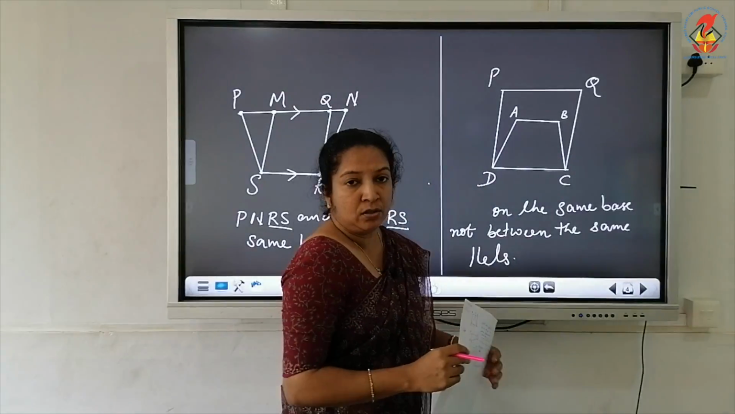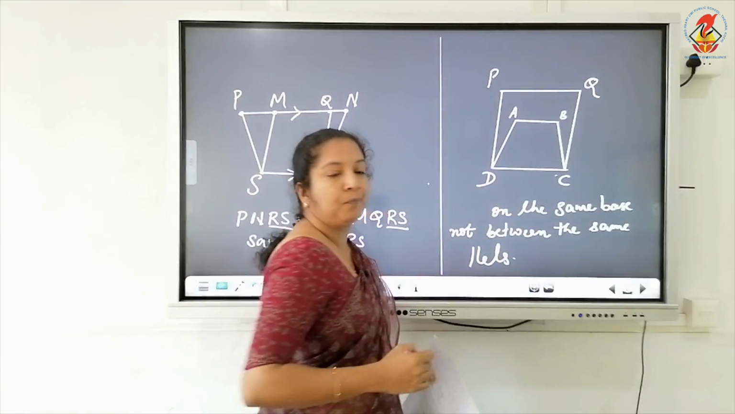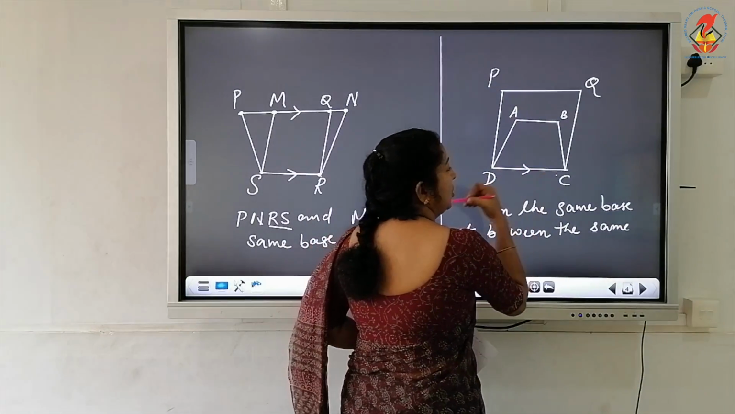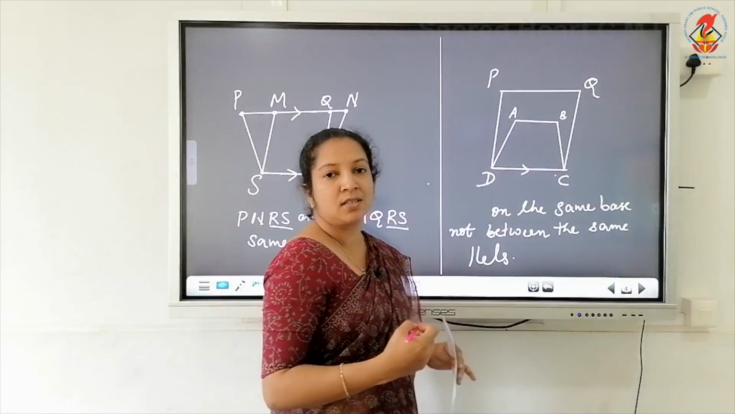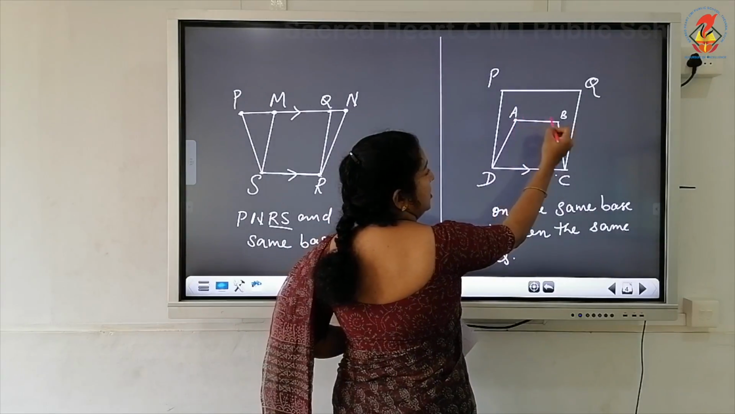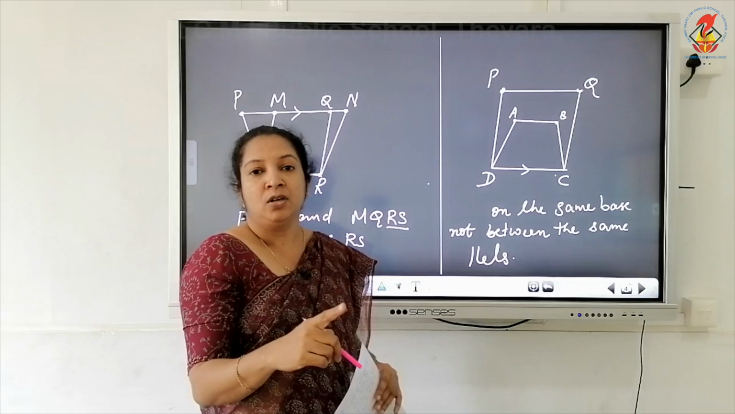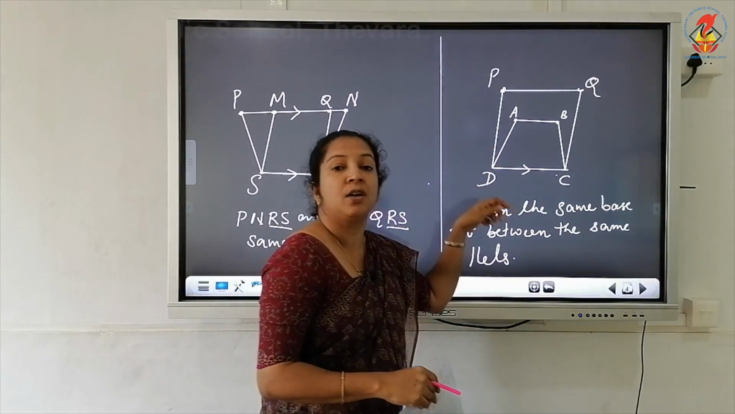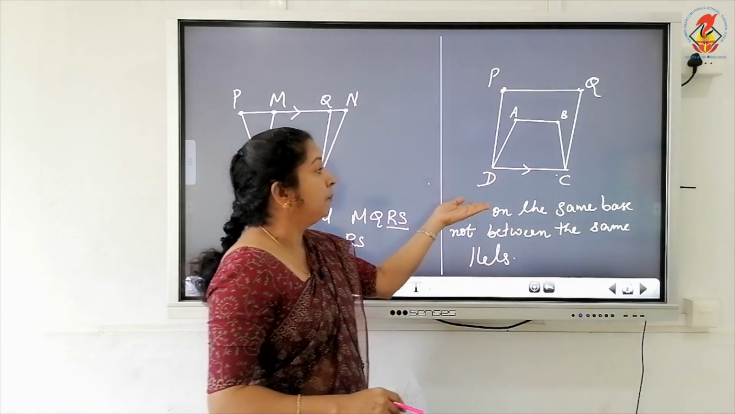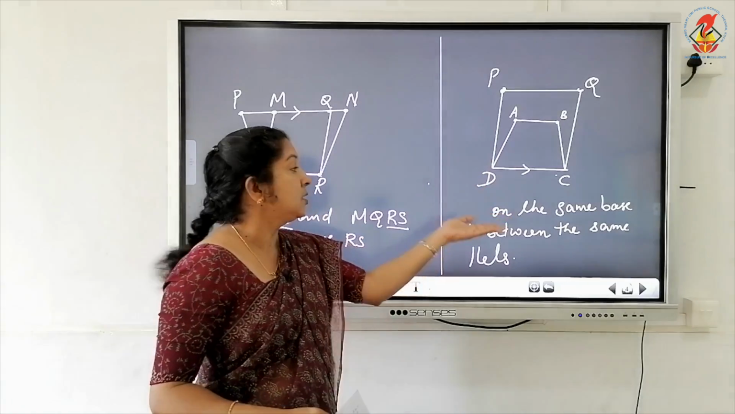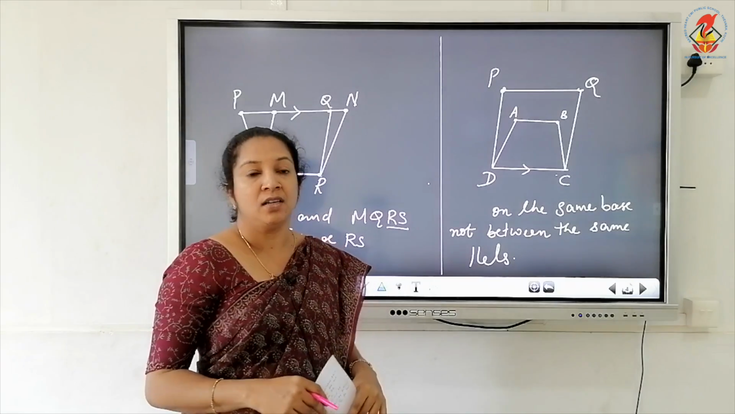Here I have given another figure. First figure is PQCD and the second one is ABCD. These two are lying on the same base CD or DC. What about the other vertices? The other vertices, here it is A and B, here P and Q. These are not on the same straight line. So, what we can say is these two figures are on the same base CD but not between the same parallels.